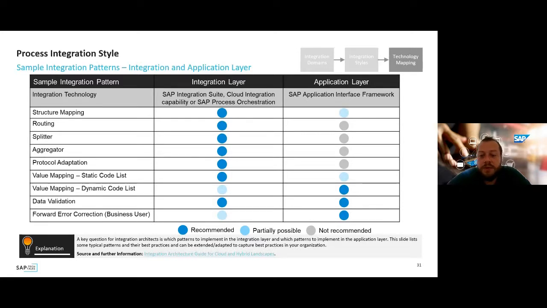SAP, for example, brings the AIF, the Application Interface Framework, that supports some specific cases, for example, dynamic code lists. So let's say you have some interface with one specific value mapping that can change a lot. Instead of bringing this mapping to the integration layer, it's advised to put it in the application layer, because then it's closer to the business and they can maintain it as they want.